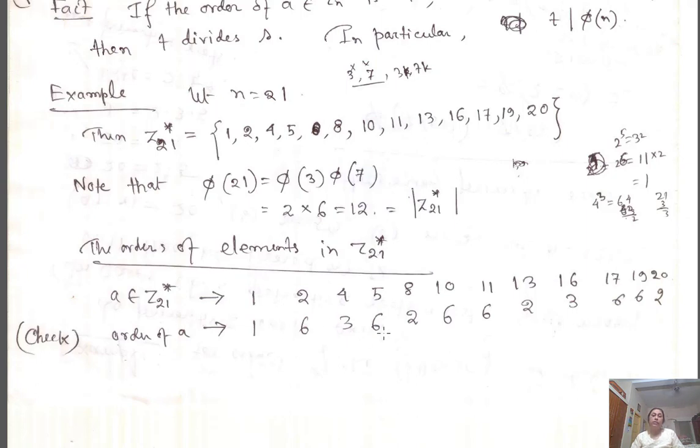Similarly, you can find the others, and the order of each element should be a divisor of 12. So what are the divisors? The possible divisors are 2, 3, 6 and 12. So you have to check all those powers to see whether they give you 1. 12 you don't have to check. Before that, you have to check which one gives you 1. In that way you can check the orders of all these respective elements.